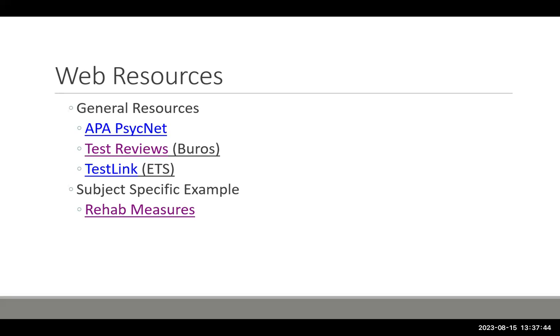And there are also times when there are subject-specific examples. The one that I have here, I think, is from Shirley Ryan AbilityLab, called Rehab Measures, because some disciplines will have their own database, or maybe they'll have something on their website where they mention or list instruments. Maybe they will provide the full text. Sometimes they do.